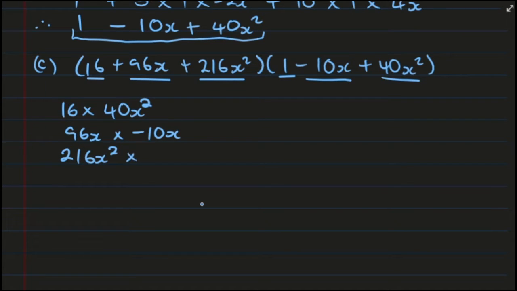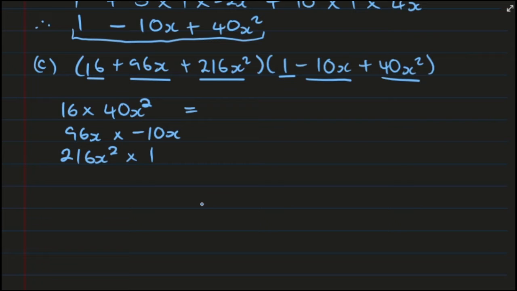Now let's just check, are there any other scenarios in which we end up with an x squared? If you multiply 16 by negative 10x, you get a term in x. That's not what we want. If you multiply 16 by 1, you get 16, which is independent of x. So that's not what we want. And you can keep checking, but you should now see that these are the only scenarios that result in a term in x squared. So let's simplify each scenario. We've got 16 times 40x squared.